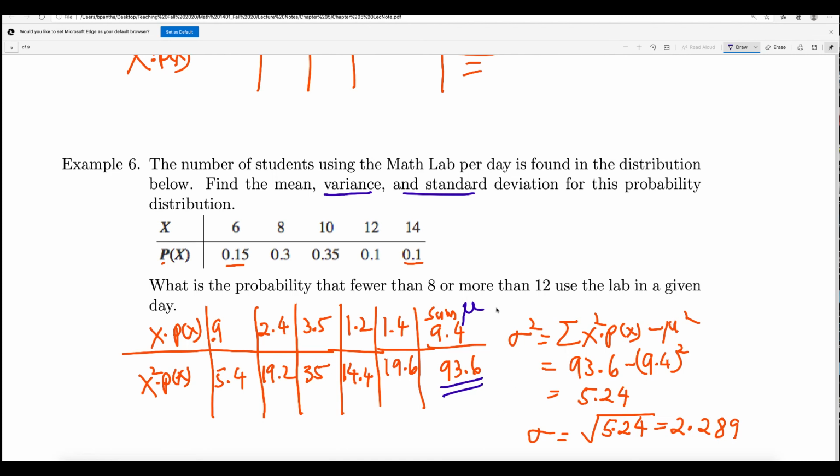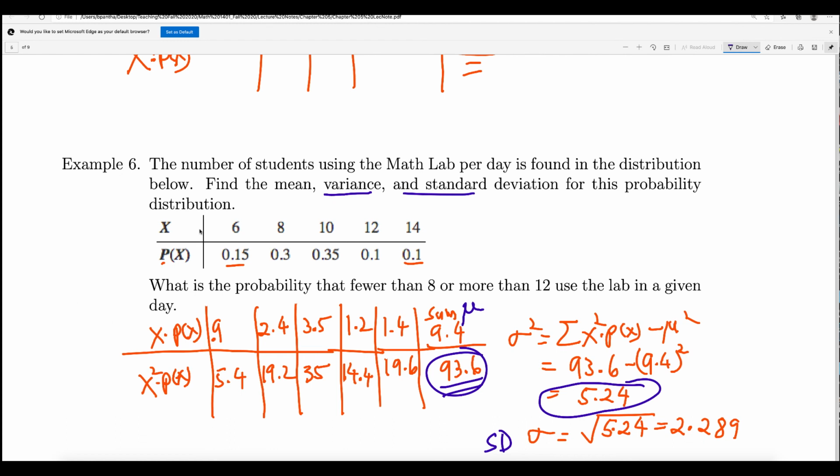Now to find the variance, the formula is the summation of this value minus the square of the mean. 93.6 minus 9.4 squared is 5.24. That is the variance. To find the standard deviation, SD is the square root of the variance, which gives you 2.289.